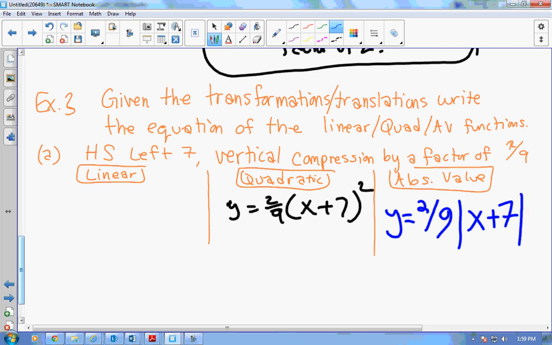Okay, for absolute value, what do you think? Thumbs up, thumbs down. Yay, nay. Yeah, I think it's good. 2/9 times the absolute value of x plus 7. There's similarities, right? The 2/9 is a multiplier on both, and the plus 7 is not a multiplier, being added. Okay, so who wants to do linear?